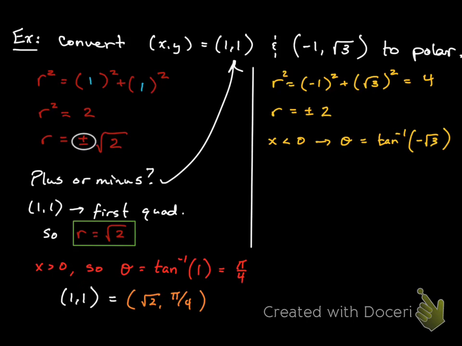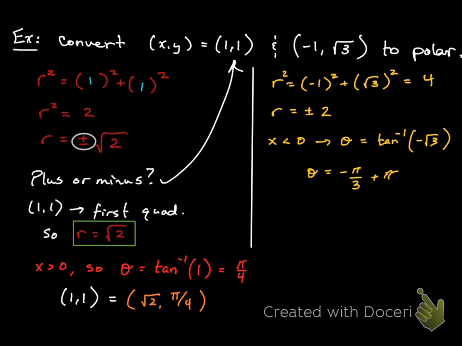Inverse tangent of minus square root of 3 happens to be minus pi over 3. Okay, tangent of minus pi over 3 is minus the square root of 3. And what I have to do to that is add pi. Because my angle here, like I just said, is in the second quadrant. Minus pi over 3 is in the fourth quadrant.